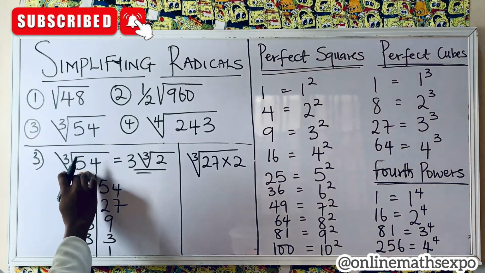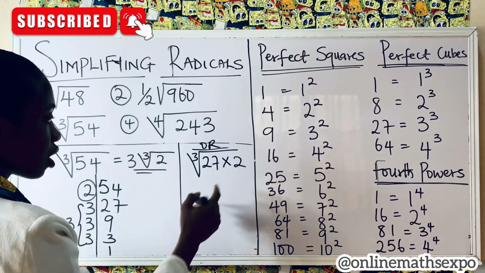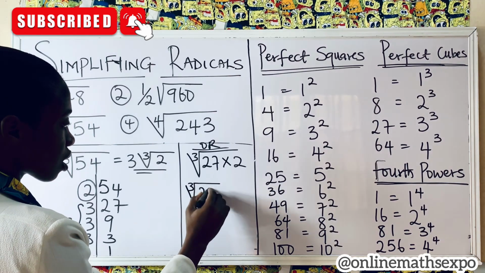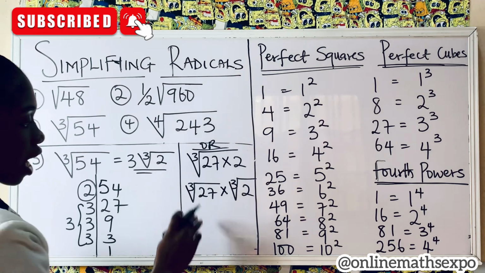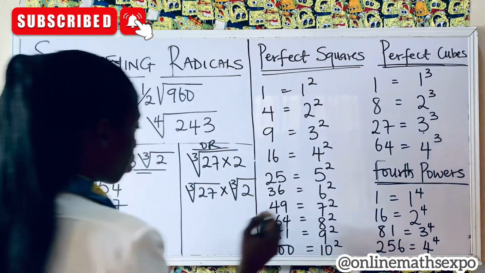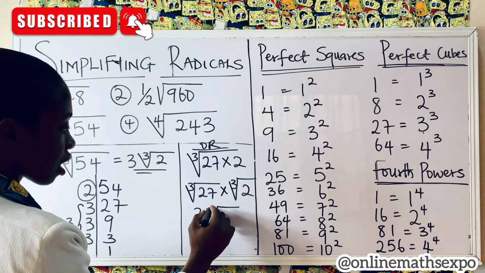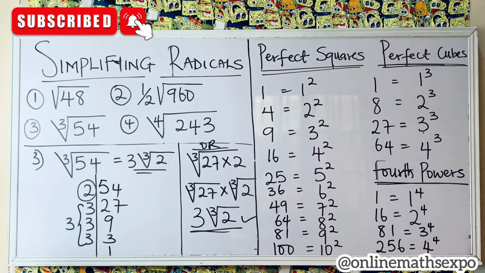It gives you this. So in that case, this is another method. We split it, so we have cube root of 27 multiplied by cube root of 2. And cube root of 27 is giving us 3. So we're going to have 3, and 3 multiplied by this is 3 cube root of 2. And this is our answer. So you see, the methods give you the same answer.